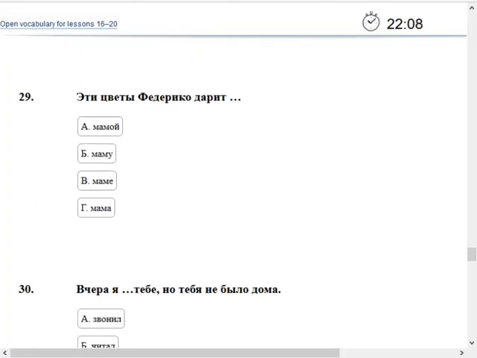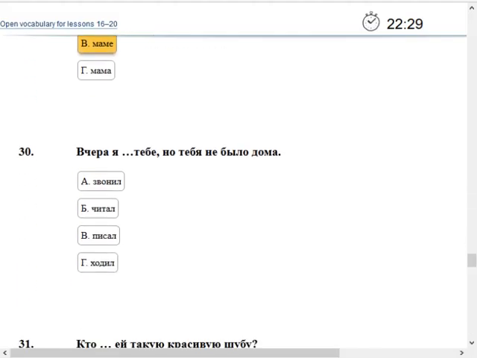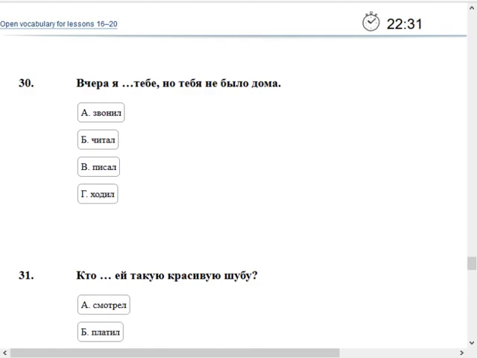Bless you. Эти цветы Federico дарит. Okay, so these flowers Federico gave to Mama. This is dative case. You give flowers to Mama. Mama becomes mamie in dative. Words with an A on the end become ye in the dative case. So darit mamie.